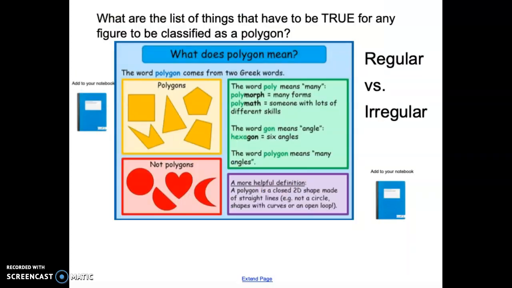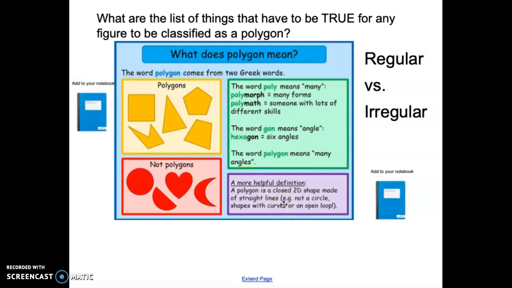So let's talk about what makes a polygon a polygon. First of all, poly always means many, and gon means angles. So a polygon simply means many angles. Now you see here there are pictures of polygons, and then these are not polygons. I would love for you to copy some of these shapes into your notebook. And then down here is our definition in purple.